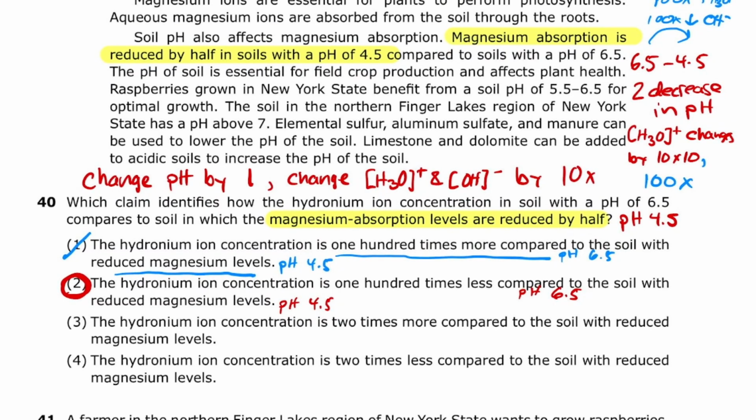Choices 3 and 4 are implying that the hydronium ion concentration is 2 times either more or less, but the pH change is 2 units. The concentration change is going to be 10 times 10, which is 100. So we can eliminate choices 3 and 4.